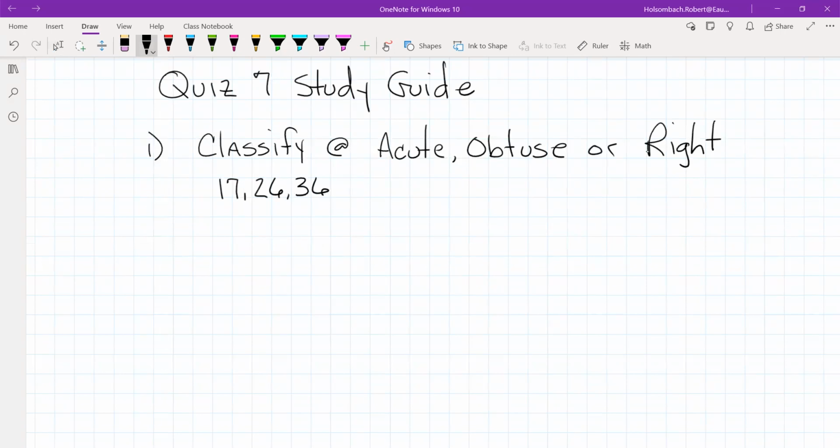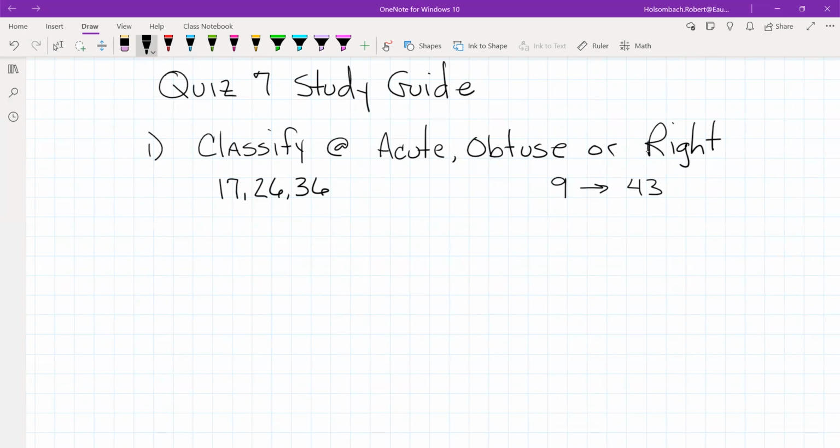All right, so if you subtract 26 minus 17, you get 9. And if you add 26 to 17, you get 43. So your range of values is between 9 and 43, and 36 is in that range. So you do have a triangle here.